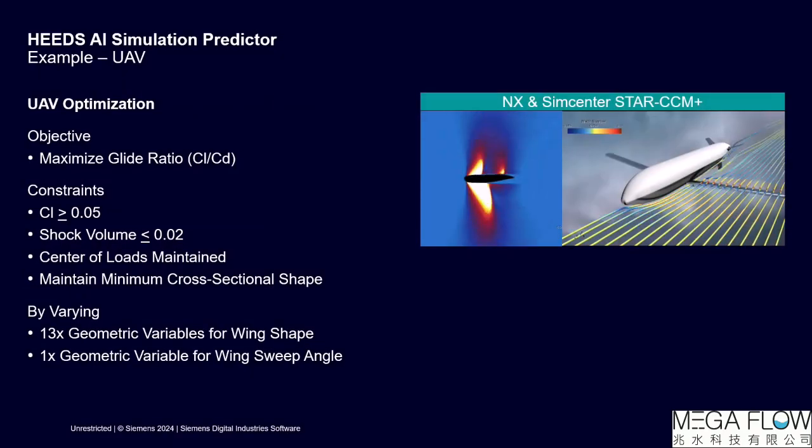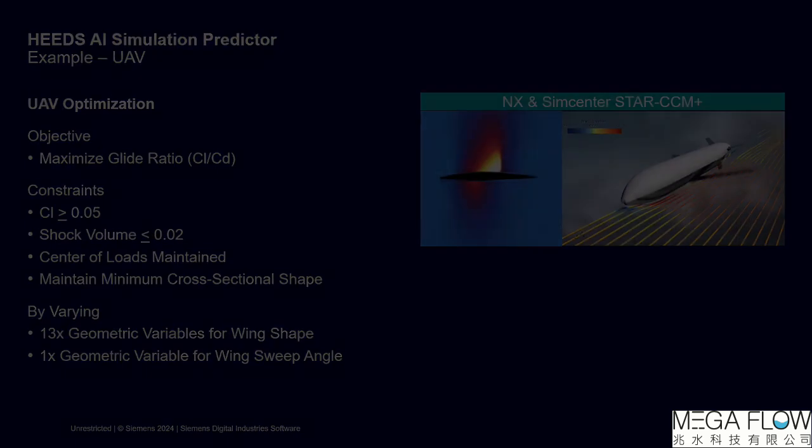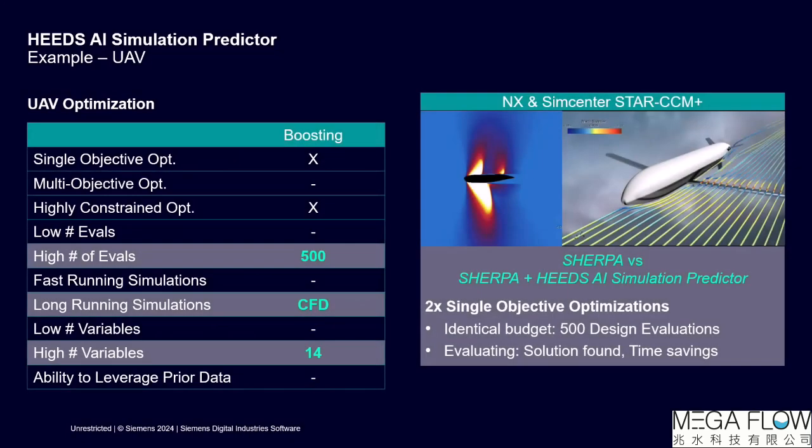We have the same problem statement we saw earlier. When we ran this prior, we ran for 500 evaluations with a computationally expensive CFD simulation model with 14 variables. This problem is therefore well suited to leverage HEEDS AI Simulation Predictor. As such, we will compare and contrast solving this problem with solely Sherpa, as shown earlier, and when we boost Sherpa with AI. The same total evaluation budget was given as 500 for each optimization.